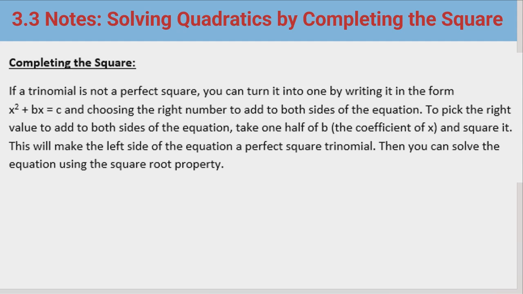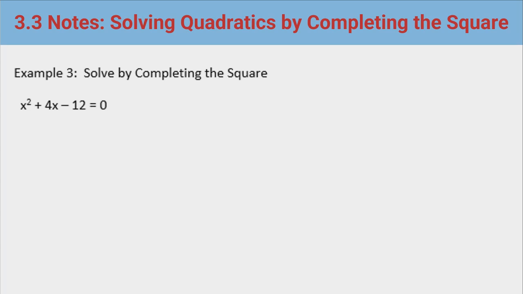To pick the right value to add to both sides of the equation, take 1/2 of the b value and square it. This will make the left side of the equation a perfect square trinomial. Then you can solve the equation using the square root property. So it's just another factoring tool.